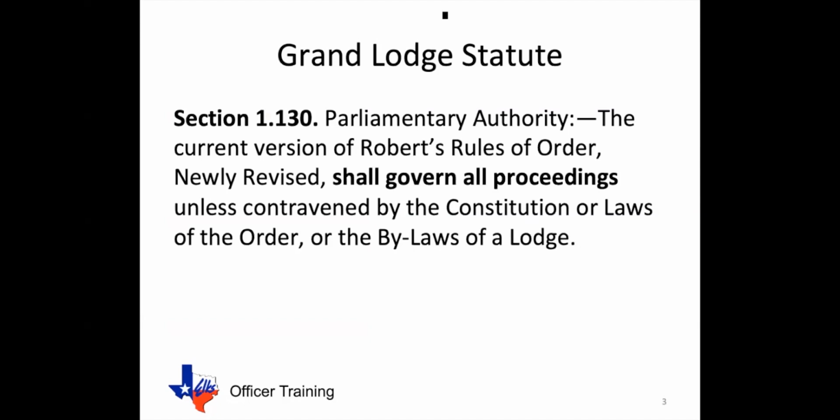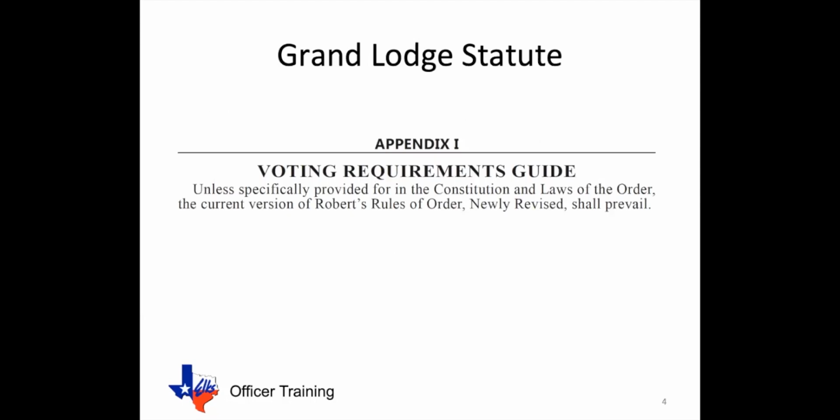Our Grand Lodge Statute 1.130 basically states that if it's not covered in our Constitution, our statute books, which is corporate bylaws, or the bylaws of a lodge, then we're going to go ahead and use Robert's Rules of Order. And it's also in Appendix 1, the Voting Requirements Guide, and talks about Robert's Rules of Order there. That's specifically provided in They Shall Prevail.